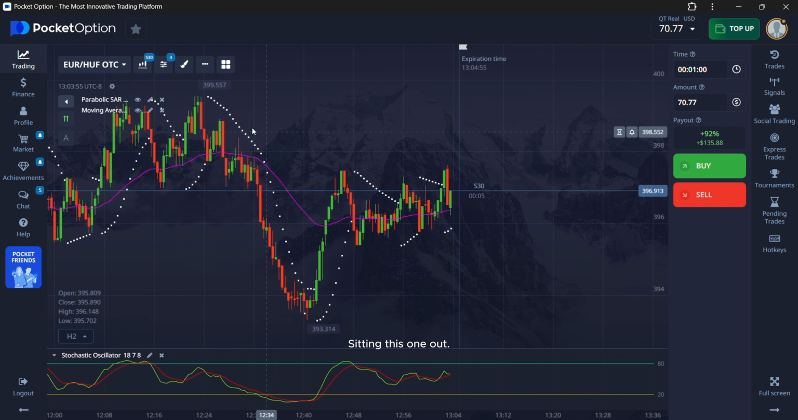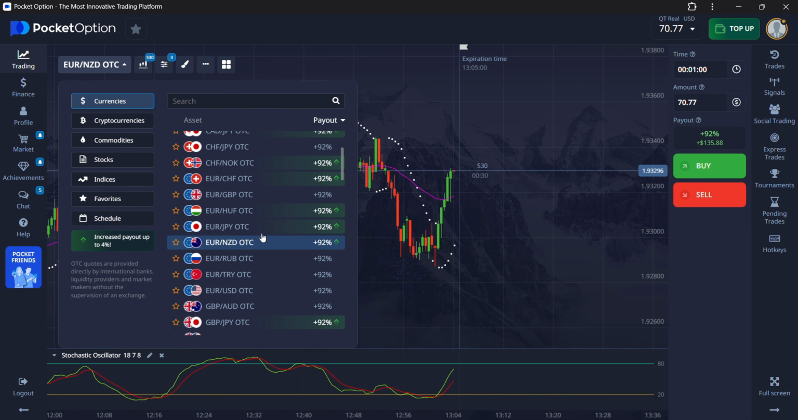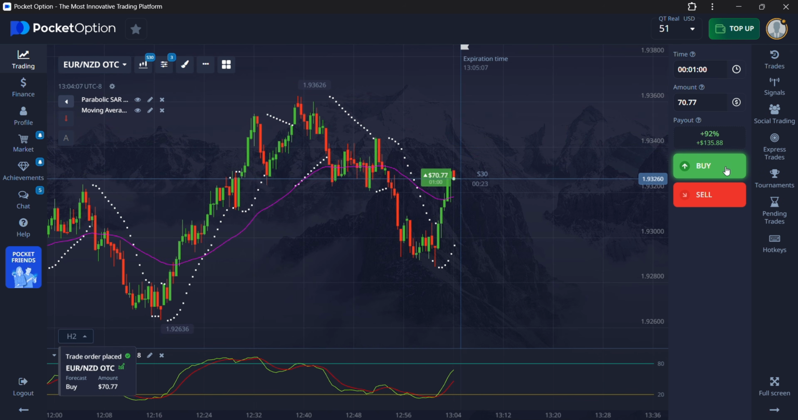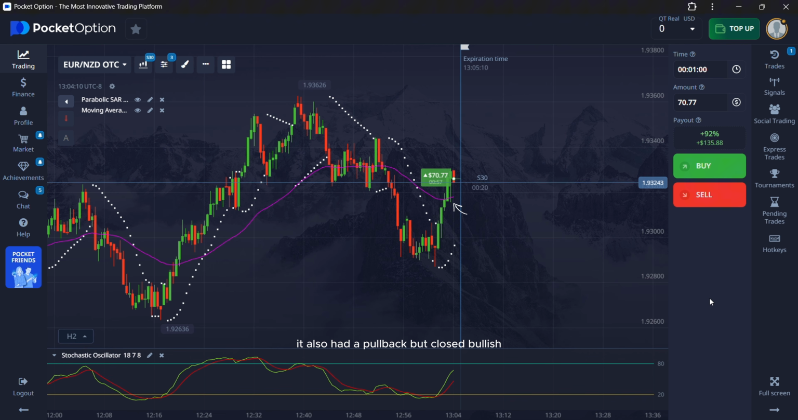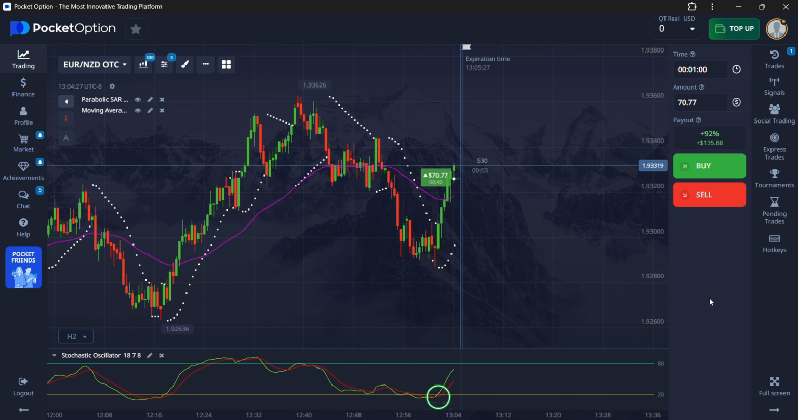Sitting this one out. Too much noise and not enough clarity in the price action. I spotted a good moment to enter on a pullback. If you look at the previous candle, it also had a pullback but closed bullish, that indicates stable market sentiment. I believe we opened the trade from the best possible position. Also, what's especially important, it was a solid pullback from a strong level, and the Stochastic shows a line divergence, which indicates that the market is gaining strength.